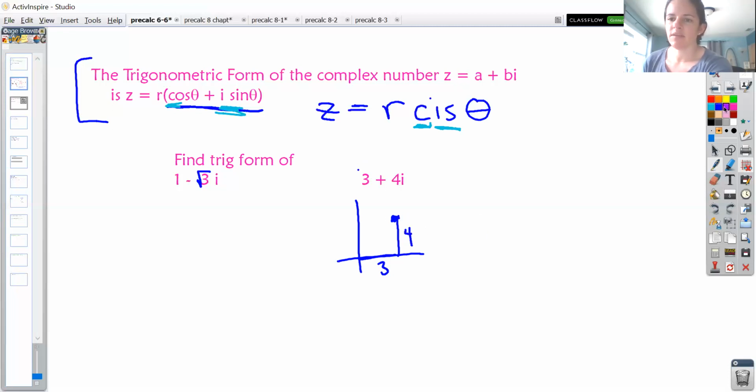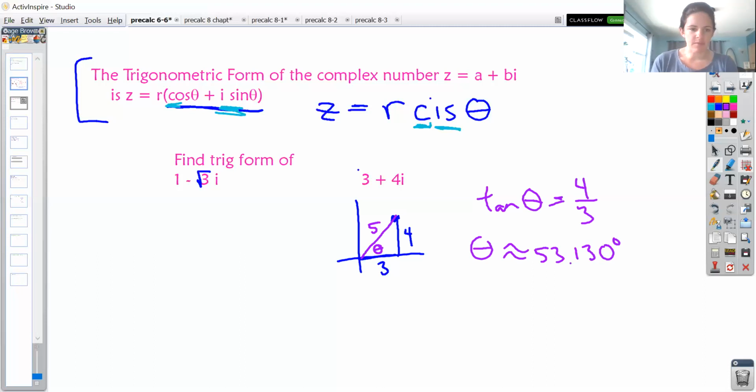And so the radius of this would just be 5 because of the Pythagorean theorem. And then the angle, I'm going to use the other formula on the paper plate that says that tan of theta equals the y divided by the x, which is going to be 4/3, to get that theta is approximately 53.130 degrees. Remember, sometimes you're going to have to add 180 degrees or pi radians to get to the correct theta if your angle is in quadrant 2 or in quadrant 3.